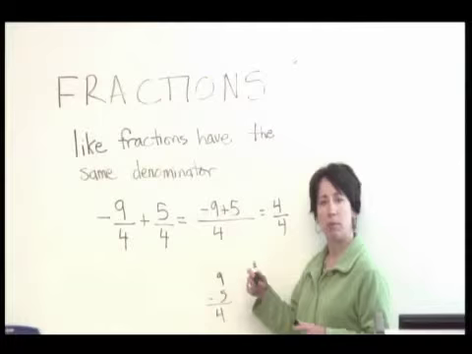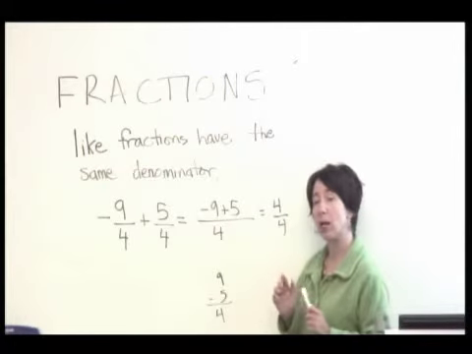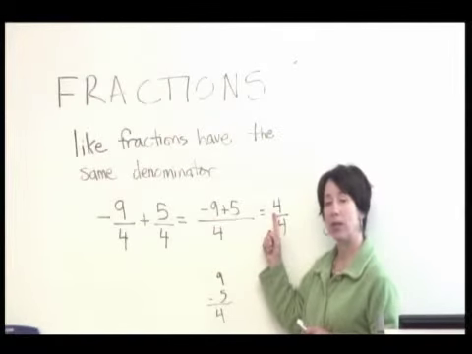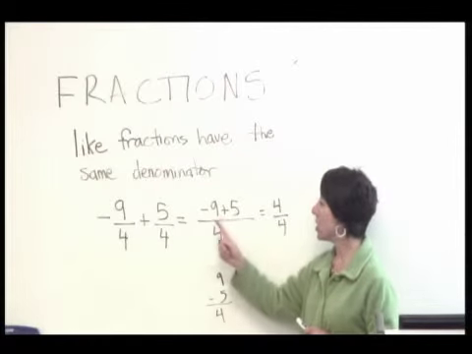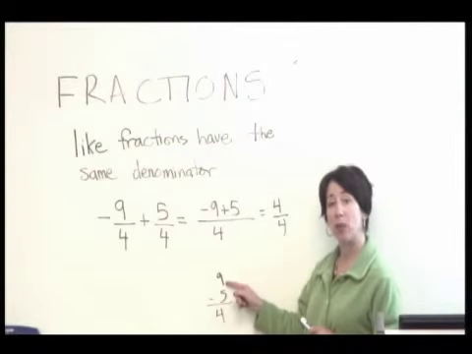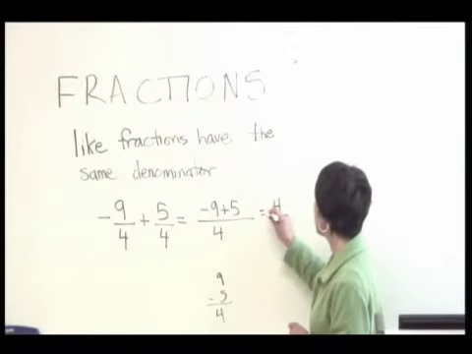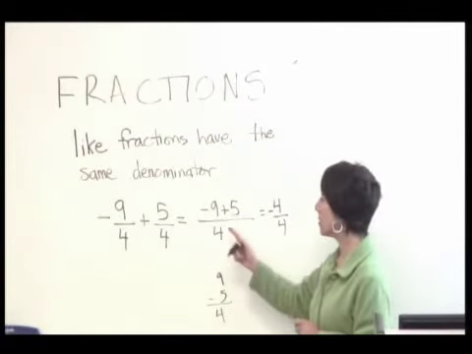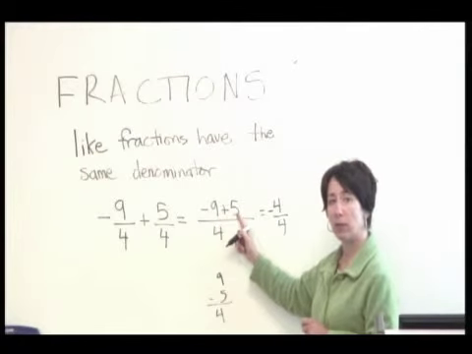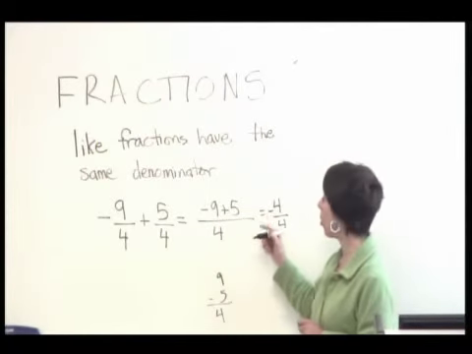Now I'm not done because I had opposite signs. I've got to make sure that my final answer has the correct sign. 9 has the larger absolute value and it's negative. So my final answer is going to be negative. And again, if I was $9 in the hole and deposited $5, I'd still be $4 in the hole.